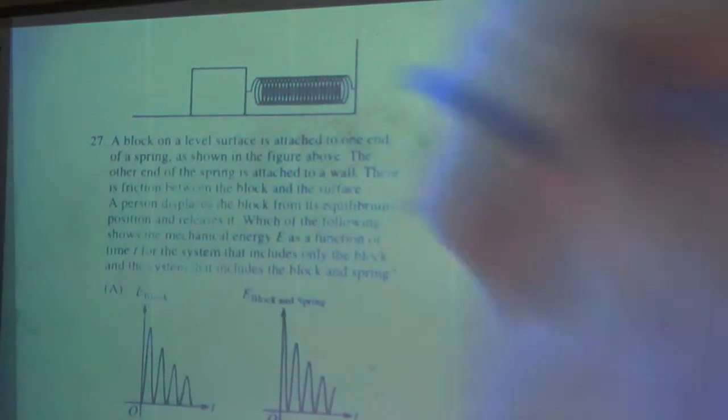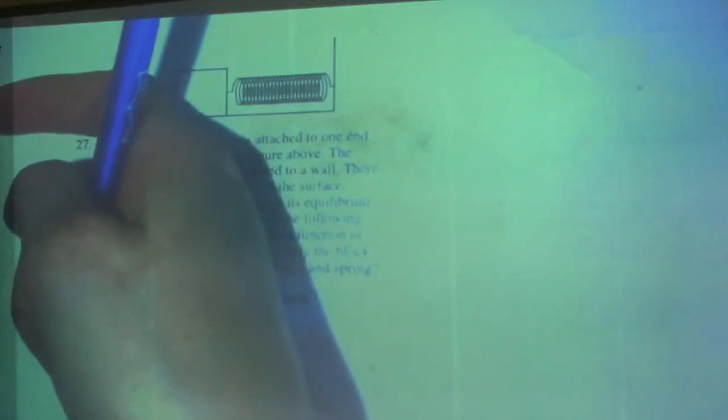So if we're thinking about this right here, let's say it's compressed. That means that all of the energy is potential energy in the spring. And then it's released, and that is going to go into kinetic energy, and then it starts to stretch out from equilibrium, and then it goes into stored energy in the spring, and then it starts turning around and gets faster, so now the block is gaining energy.